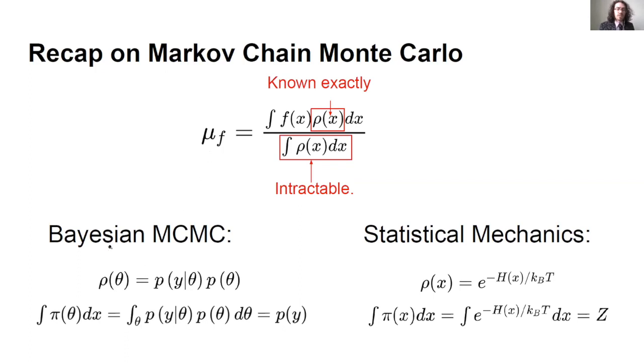So what does this look like in Bayesian MCMC? Well, there, this P of X is really a P of theta. It's a probability of our parameters. And this is exactly the posterior probability that we see a given parameter. Excuse me, this should be rho of theta. And then P of theta here is our prior, of course. And this integral in the denominator is the evidence. In statistical mechanics, which is the community I come from, rho of X is the Boltzmann weight, and then the bottom is the partition function.